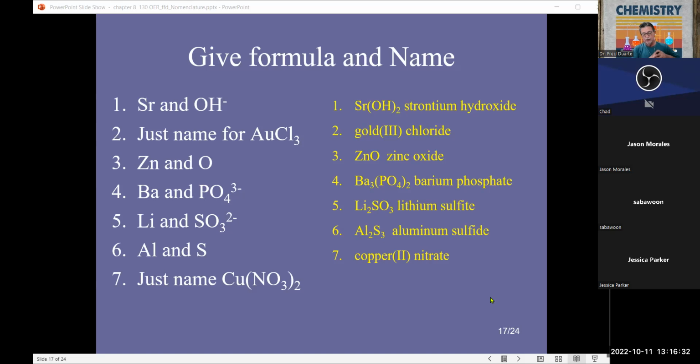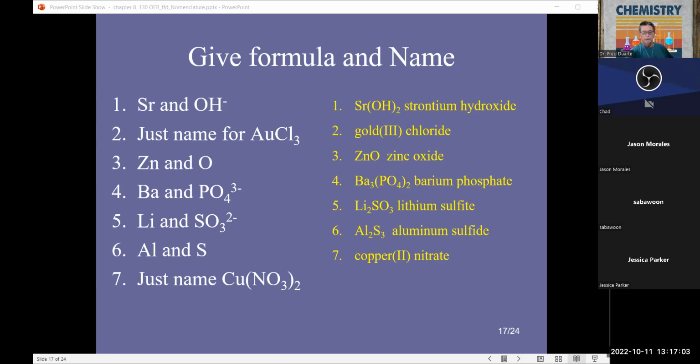Strontium is in group 2, and the same is true with barium, number 4. The formula we just did, its name is barium phosphate. Okay, and then we got lithium, also true for lithium and aluminum. For the next one, the name is lithium sulfite. Okay, if you wrote sulfate, that would be incorrect because the formula is SO3. Okay, the sulfite, and then copper nitrate.